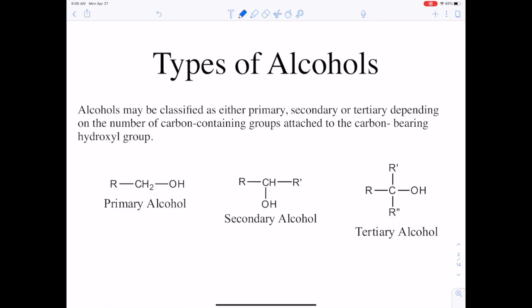We can have a primary alcohol where the hydroxyl group is on a primary carbon. So for instance, ethanol is a primary alcohol. If the hydroxyl group is on a secondary carbon, then you have a secondary alcohol. So isopropanol, or 2-propanol by the IUPAC name, that's a secondary alcohol.